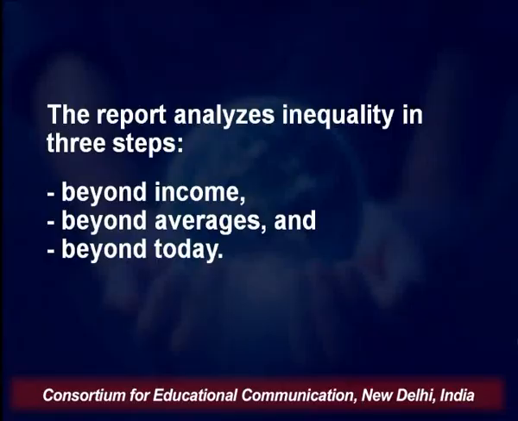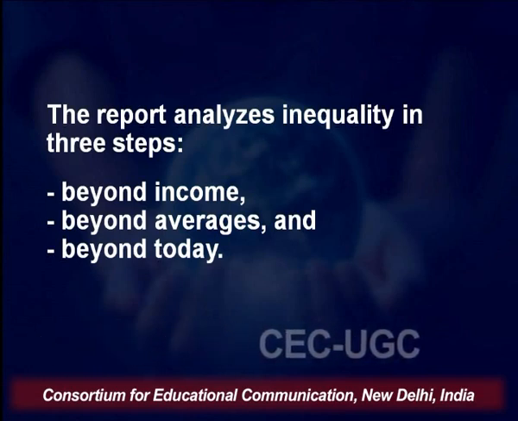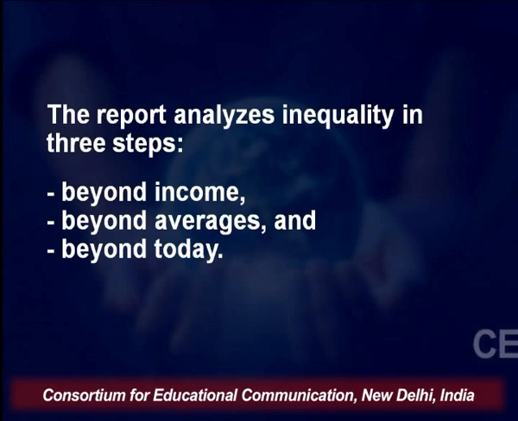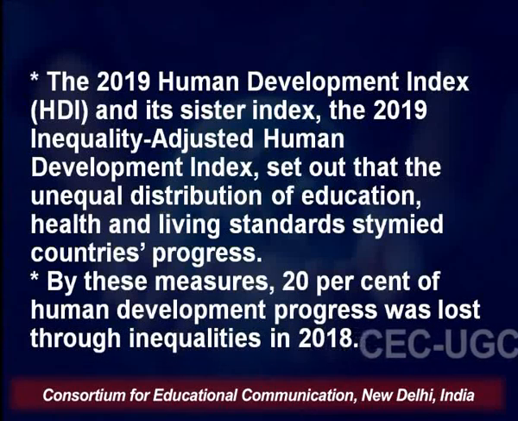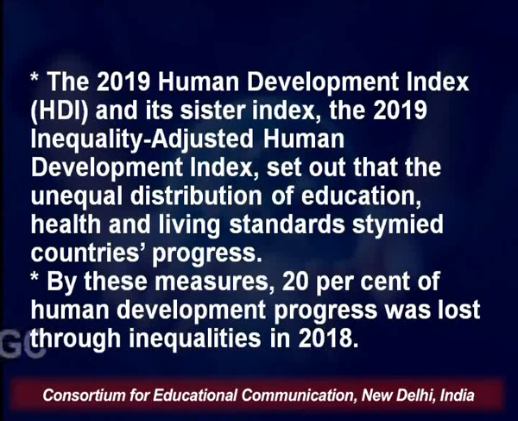This report analyzes inequality in 3 steps, as we take inputs from the report: beyond income, beyond averages and beyond today. The 2019 Human Development Index (HDI) and its sister index, the 2019 Inequality-Adjusted Human Development Index, set out that the unequal distribution of education, health and living standards has stymied countries' progress.